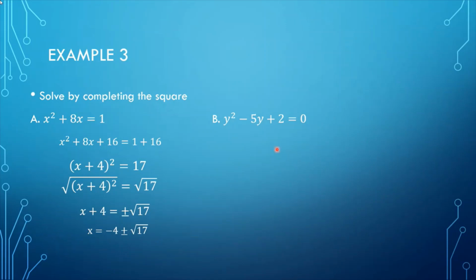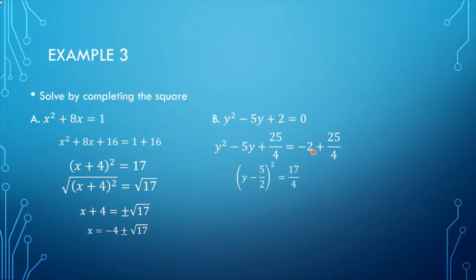Let's do the same thing here, but first what we're going to have to do is take this 2 over to the right-hand side. Oh, because I'm taking half. So half of negative 5 is 5 halves, and negative 5 halves squared is 25 over 4. So you're going to add that to both sides.